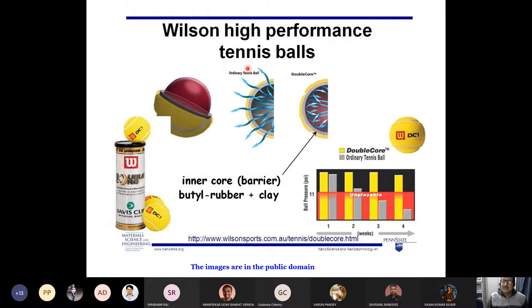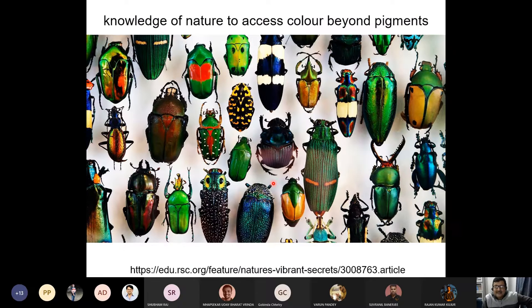So this is an ordinary tennis ball, this is a double core tennis ball, and this double core tennis ball has the nano clay, nano composites inside. So in sports also, you will find a lot of nanotechnology that is used in order to really, really improve the performance of the devices.